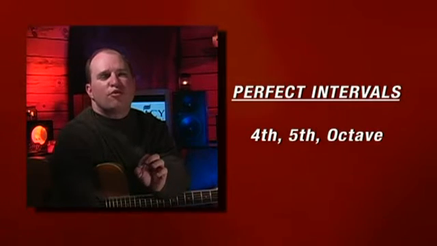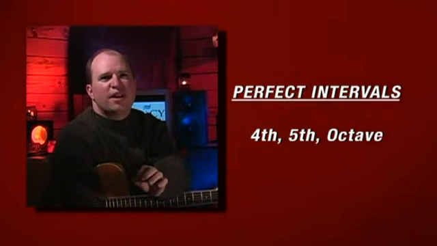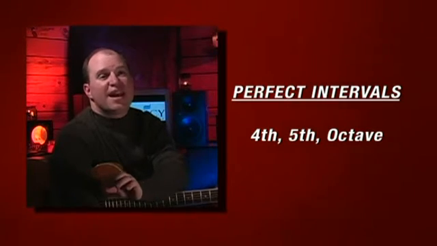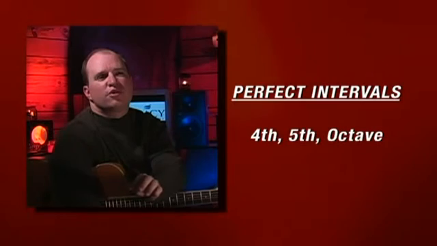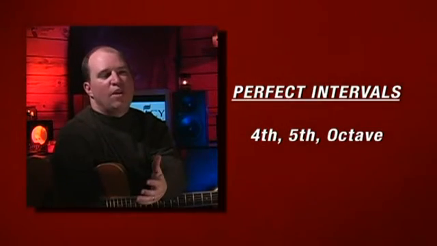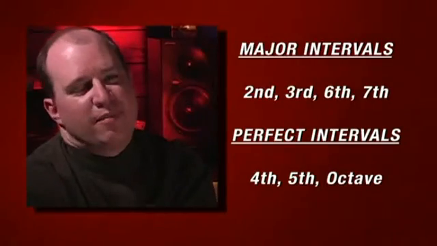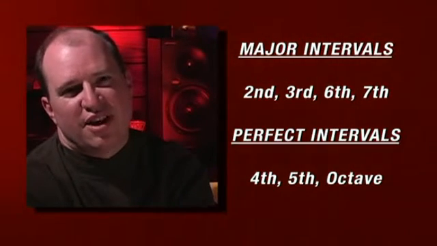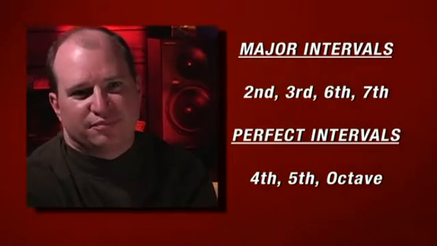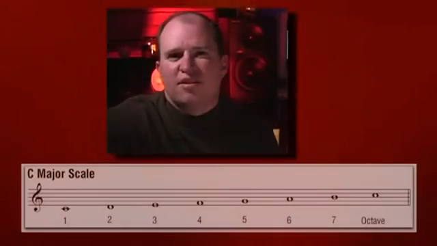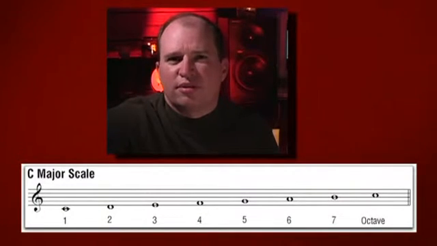The intervals that are left are the fourth, the fifth, and the octave, or the eighth. Okay? Those intervals aren't called major intervals. Those intervals are called perfect. I don't know why it's that way. It's just kind of how it is. Major intervals, second, third, sixth, and seventh. Perfect intervals, fourth, fifth, and octave. Okay? Now, let me ask you a couple of questions a different way. If I said in C, what is the perfect fourth? The answer would be F.